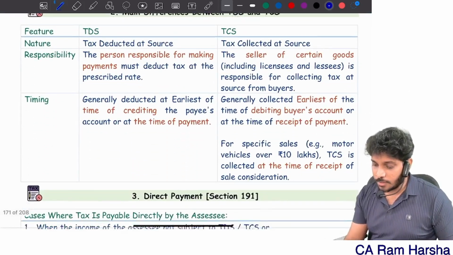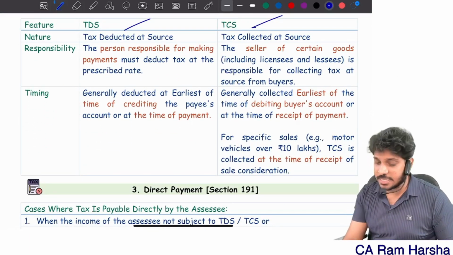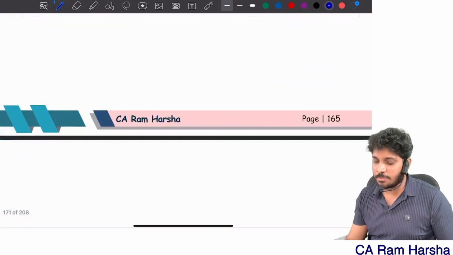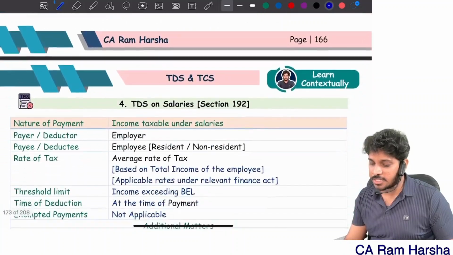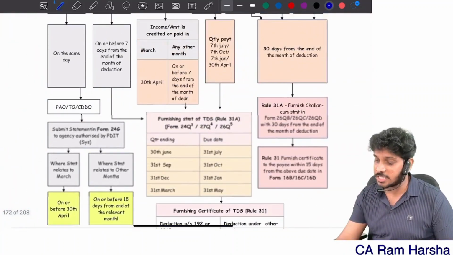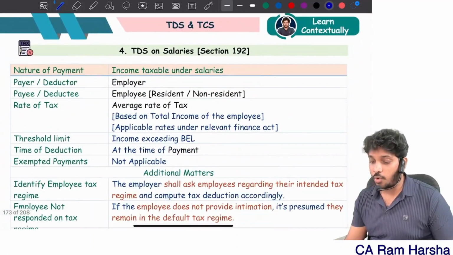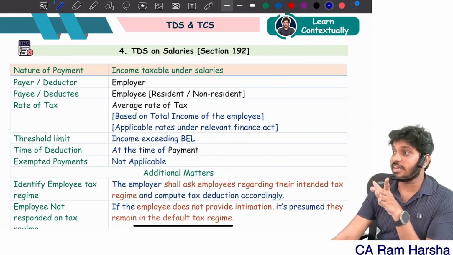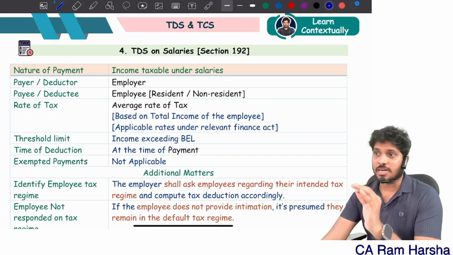So what is the difference between TDS and TCS? It might come as a 3 or 4 marks theory question. Directly, I will start with the sections in TDS. Then I will come back to this diagram at last. What is the TDS mechanism? How does the TDS mechanism work exactly? That we will discuss at last.